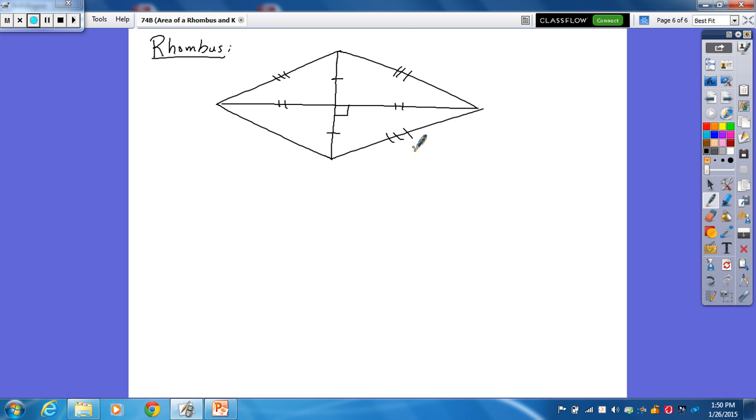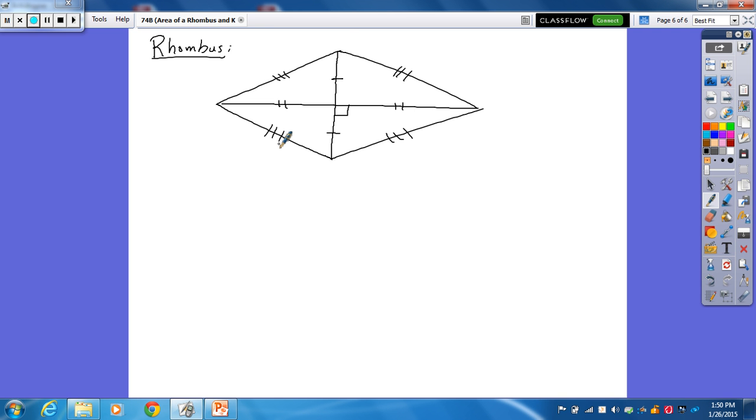Okay? So what we're going to try to do, like we've been doing, is break this figure down into smaller components and say, based off what we've known in the past, how can we figure out the area of this figure, and then make it even simpler by actually deriving the formula for the area of the rhombus.